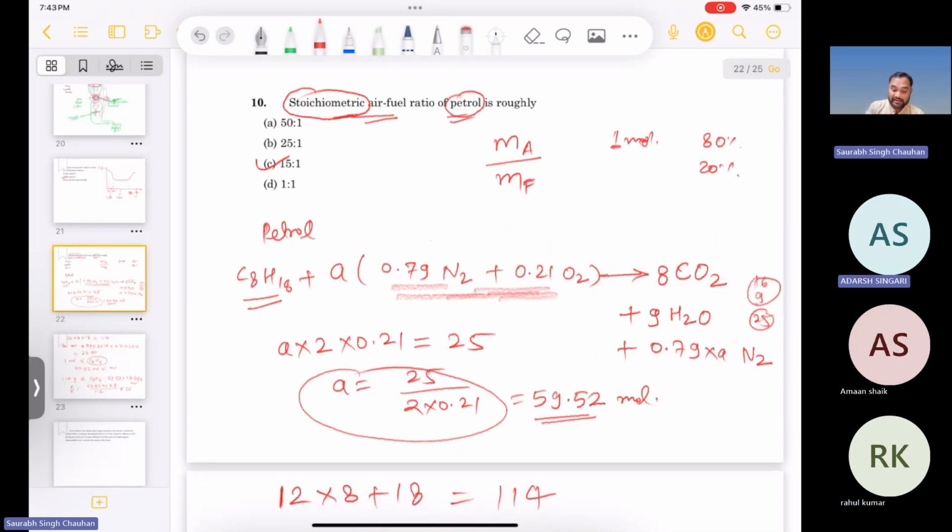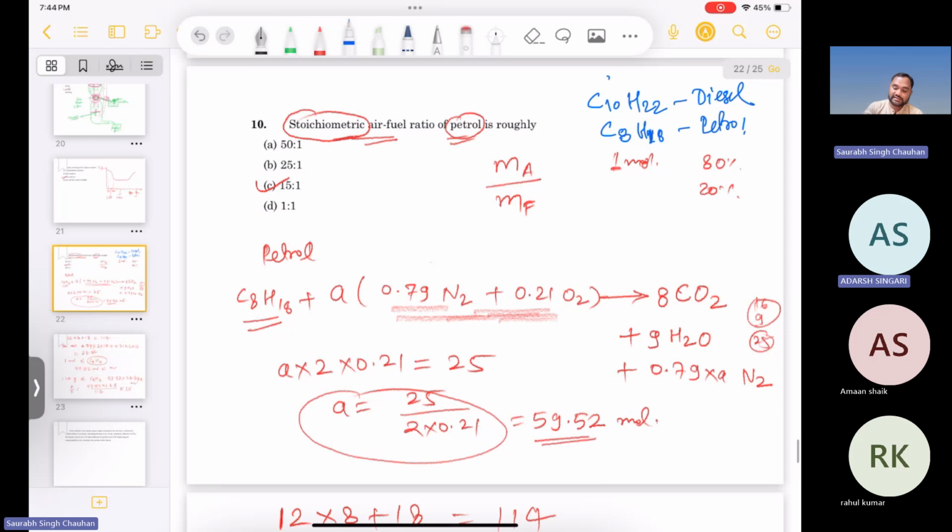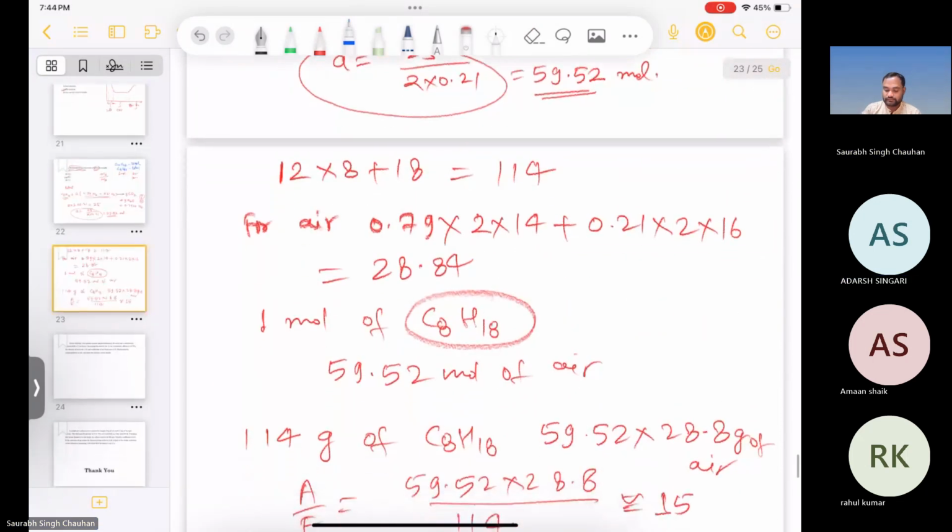And you are asking about diesel, right? Diesel is also a mixture of many compounds. For diesel, mostly we take C10H22, and for petrol we have this. So for diesel also, in the same way, you can find the stoichiometric air fuel ratio. For any fuel you can find it. For CNG, mostly we take CH4. So for any fuel you can find it like this. Is it clear, sir?